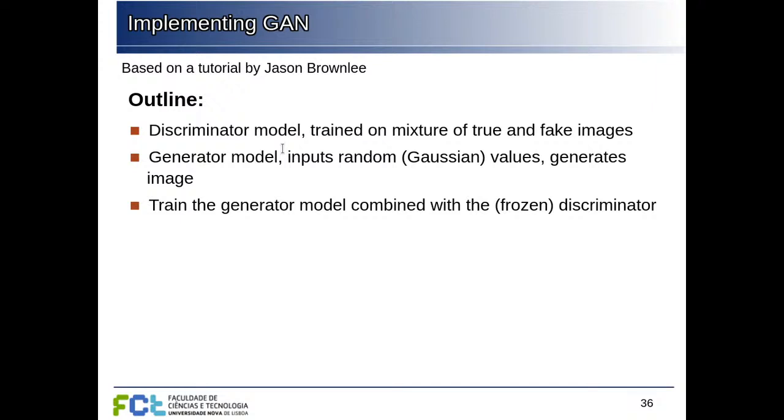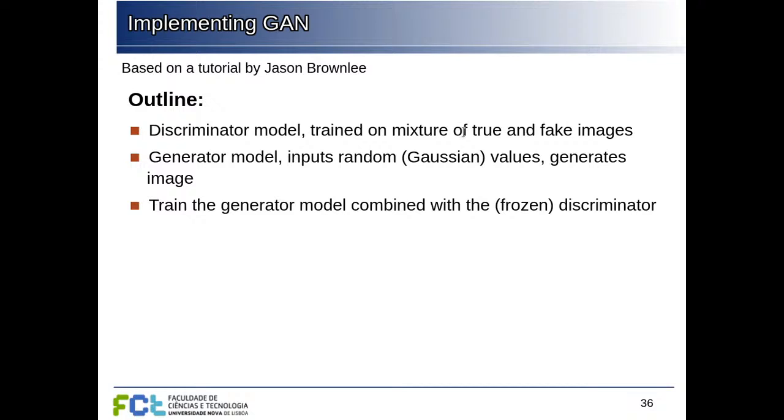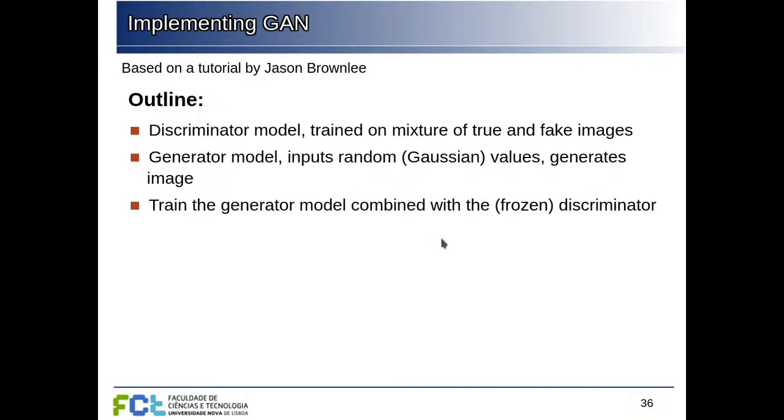We are going to create the discriminator model, and this is going to be trained to distinguish between true and fake images. We're going to create a generator model that takes as input a vector of random values, these normally distributed Gaussian values, and generates the image. And we're going to train them combined with the discriminator. Basically, the discriminator is trained on the side in parallel on mixtures of true and fake images. The generator will be trained connected to the discriminator, but the discriminator will be frozen. This is one technique to help us train the generator to fool the discriminator.